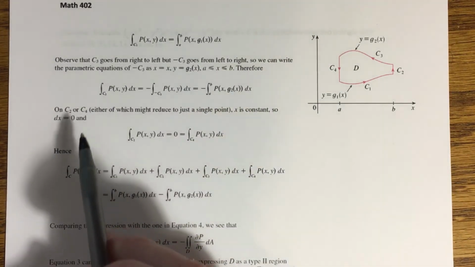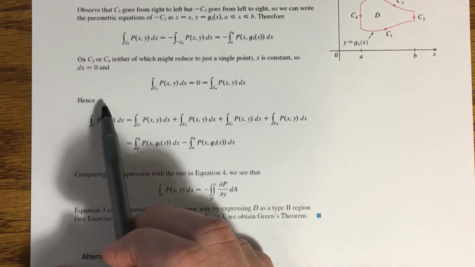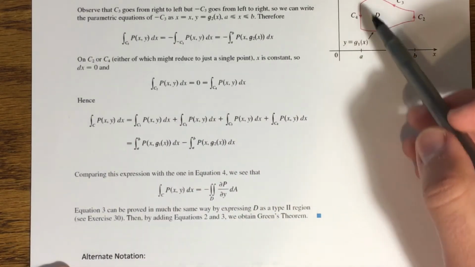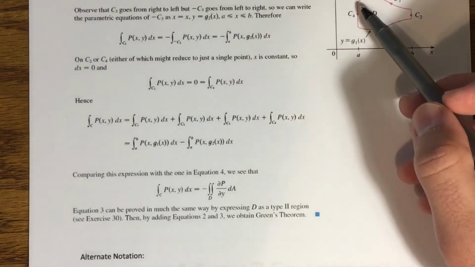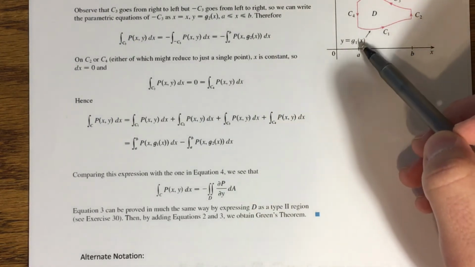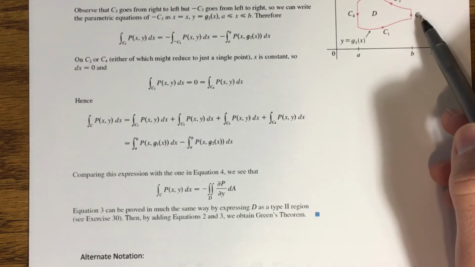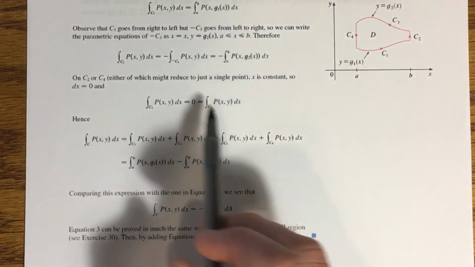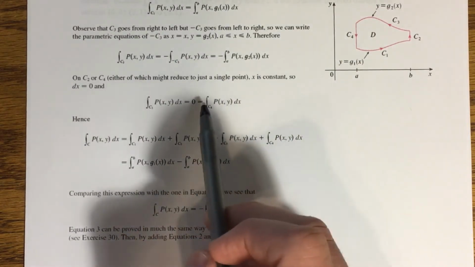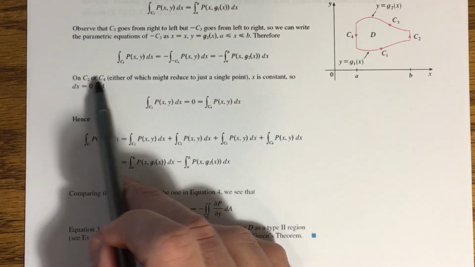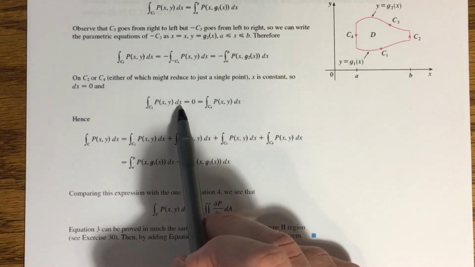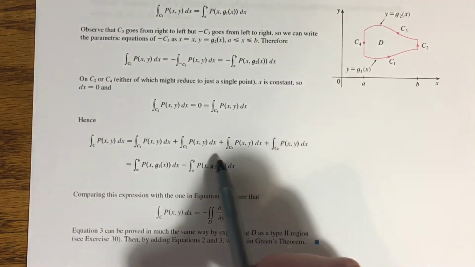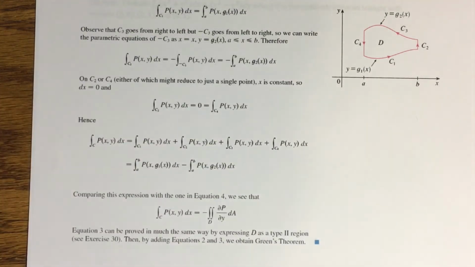Now, what happens to C2 and C4? Well, again, if I parametrize with respect to x, notice this is a piece of the line x equals a, and this is a piece of the line x equals b. So these functions are constant with respect to x. That being the case, if I were to try to compute the line integrals along either of these, I would need dx in my parametrization, but dx will be 0 because x is a constant function. So that means that both of these line integrals are going to come out to be 0.